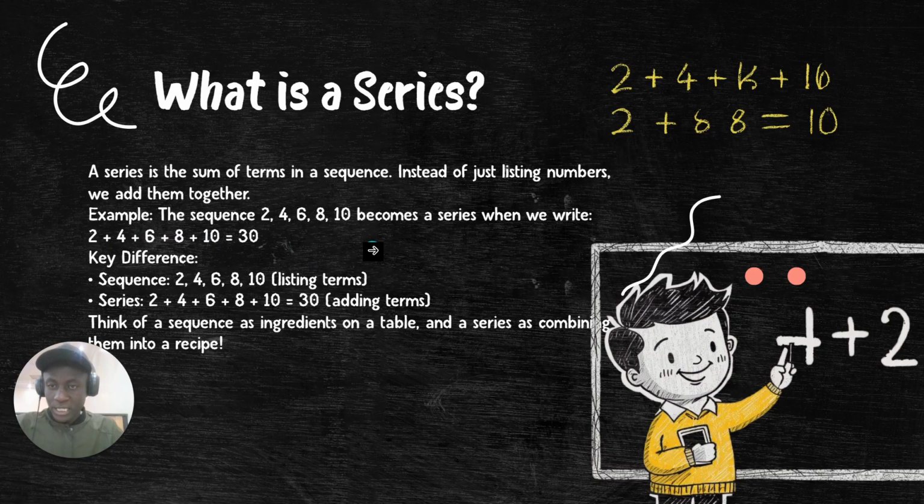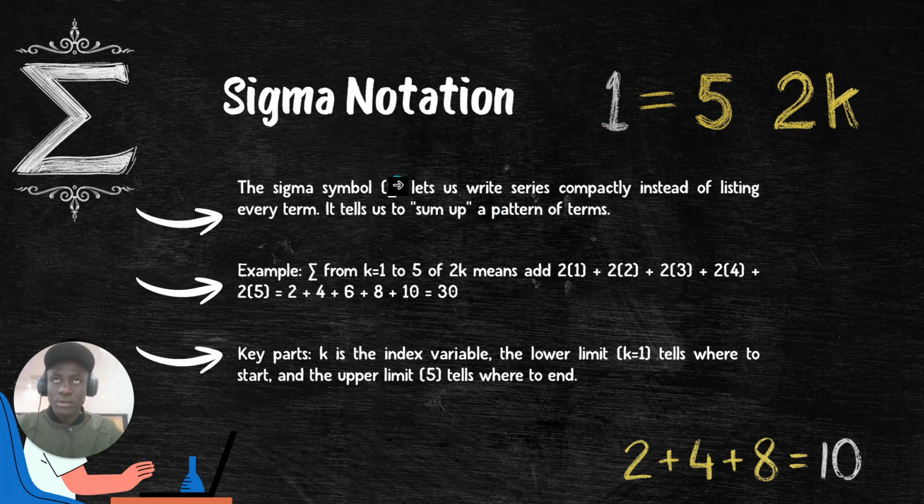Instead of writing 2 plus 4 and so on up to 10, we can use sigma notation, as this symbol tells us. An example: from k equals 1, which is the first term, to 5 of 2k means adding 2 times 1 plus 2 times 2 plus 2 times 3 plus 2 times 4 plus 2 times 5, which is equivalent to 2 plus 4 plus 6 plus 8 plus 10.